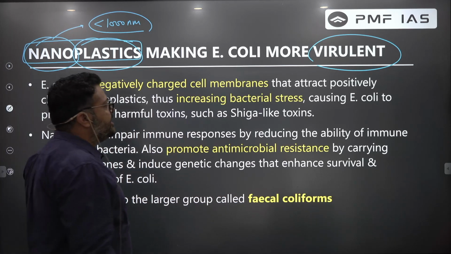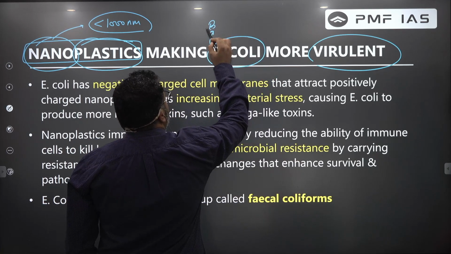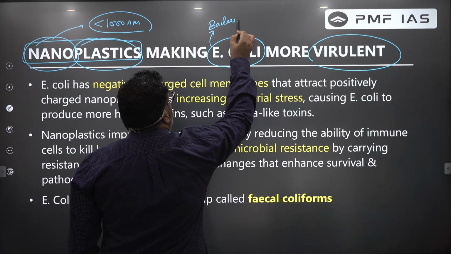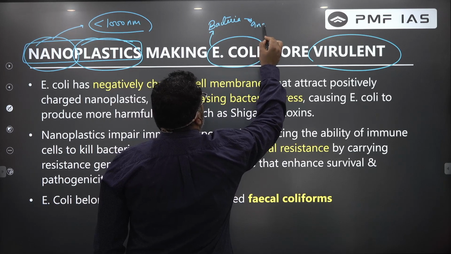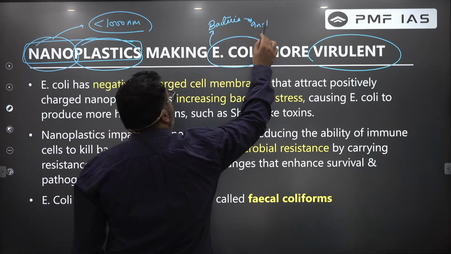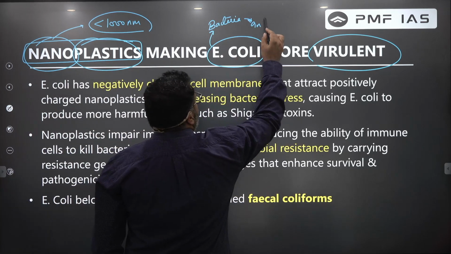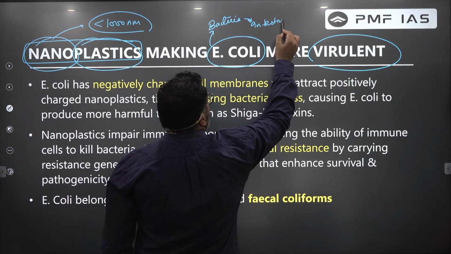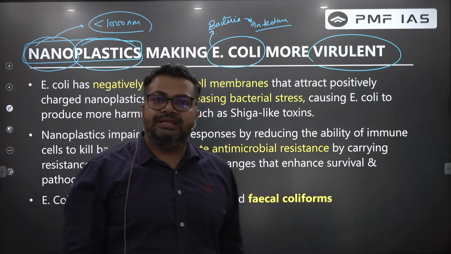And what is E. coli, guys? E. coli actually is a bacteria. E. coli is a type of bacteria, and this bacteria is naturally found living inside the human intestine. And because it is found in the human intestine, it is also found in the fecal matter.